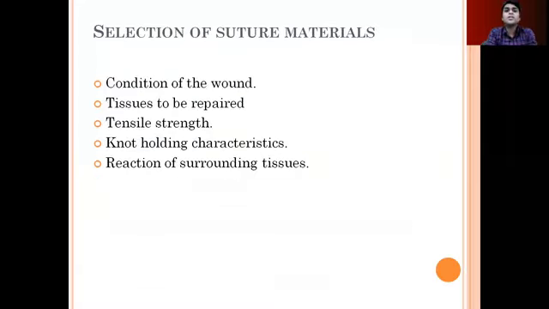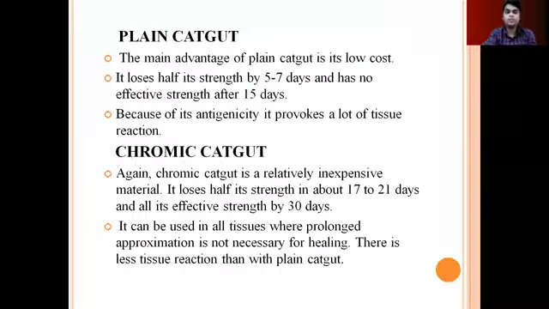Now, coming to the selection of these materials, this depends on the condition of the wound, the tissues to be repaired, the tensile strength, the knot holding characteristics, and the reaction of surrounding tissues. Now we'll talk about a few of the suture materials. First, we will discuss the plain and the chromic catgut.